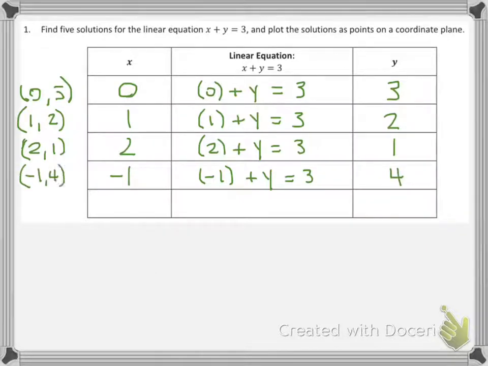That's a solution. And let's try negative 2. Negative 2 in for x plus y equals 3. I'd have to add 2 to both sides, so y would be 5. So that's my next solution. There's an infinite number of solutions, obviously, because I can choose an infinite number of values for x.